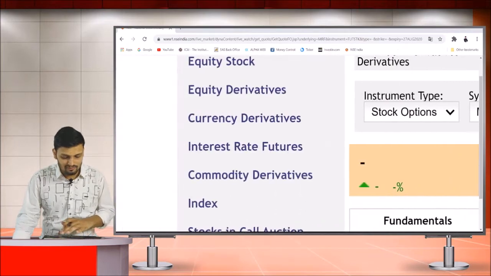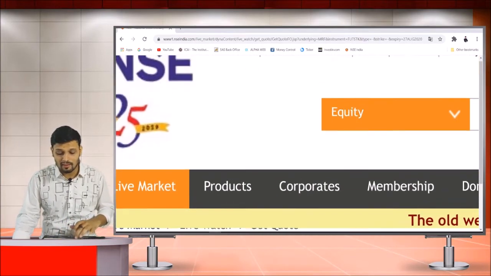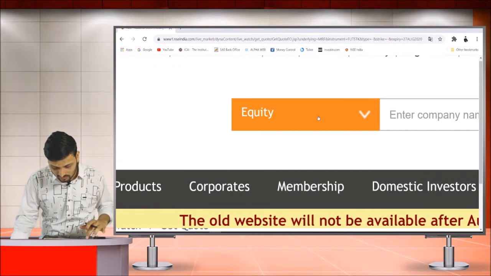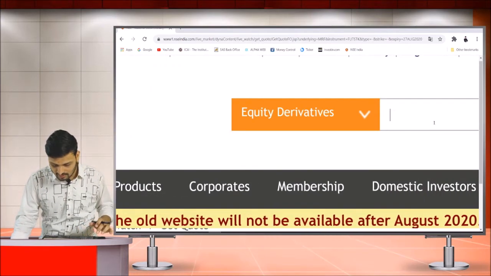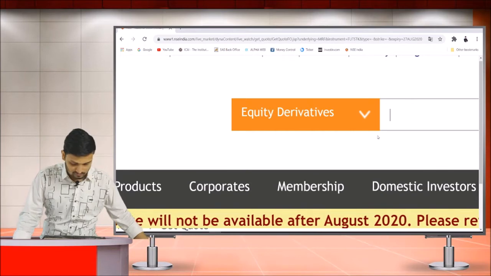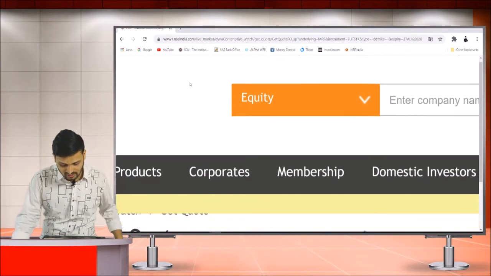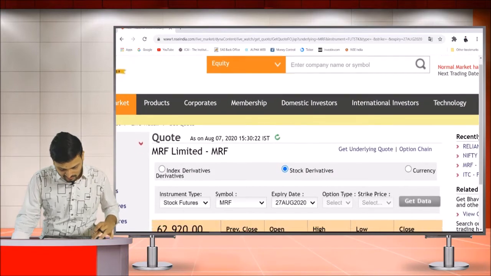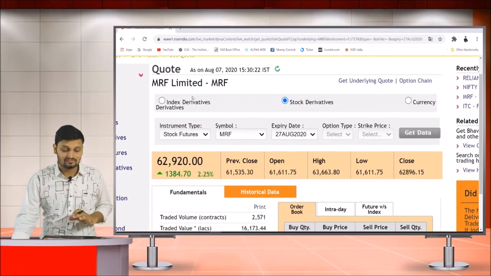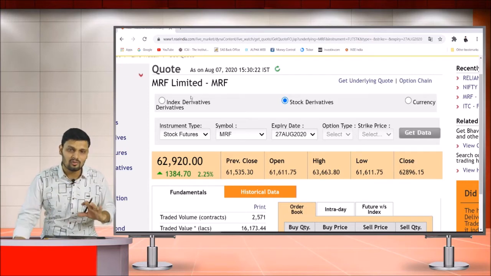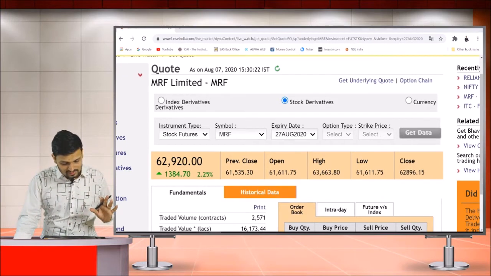Instead of MRF, if you can take any other shares, because MRF derivatives are not frequently traded. I'll just like to refresh this, because earlier we did have the data on MRF. Okay, fine. So I'm not changing the company, the same company, let's try to understand. So 62,920 is the strike price.